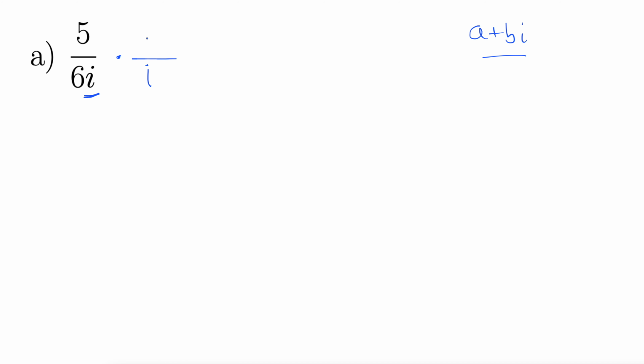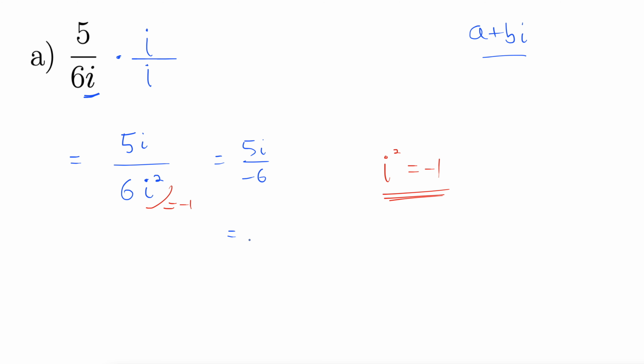Look what I'm going to do here. I multiply by i over i. I'm multiplying by i over an i. What that does, that gives us 5i on the top, but on the bottom it gives us 6i squared. But remember, i squared equals negative 1. So this bit right here is negative 1. And how neat is that? It gives us 5i on the top and a negative 6 on the bottom, which then we can write as negative 5/6 i.